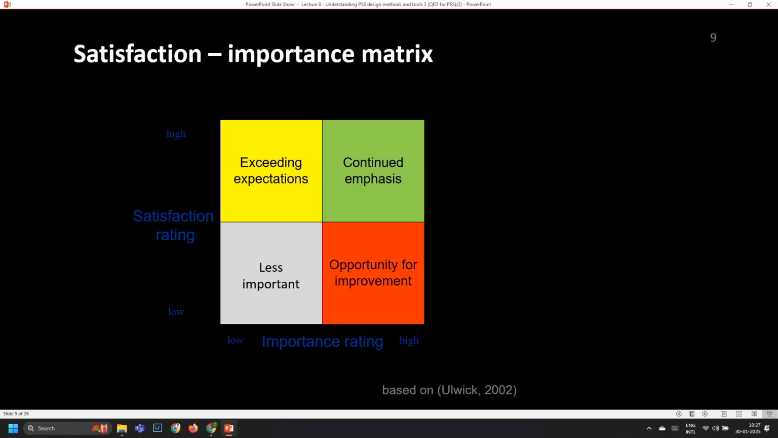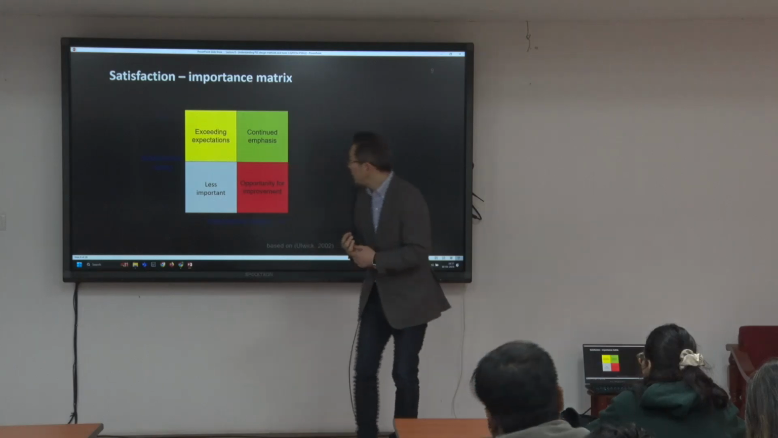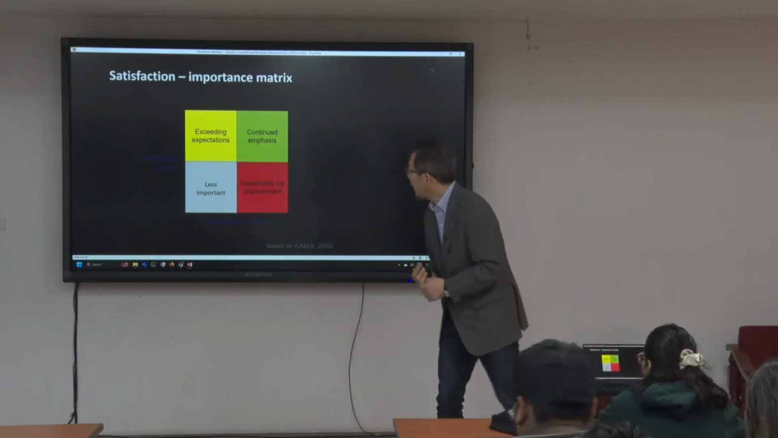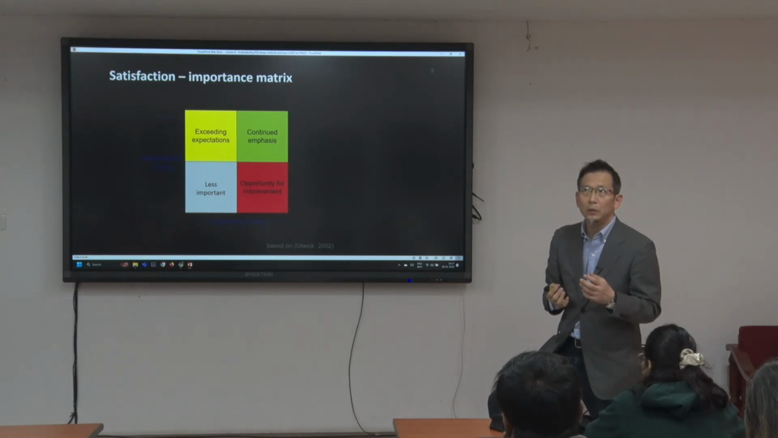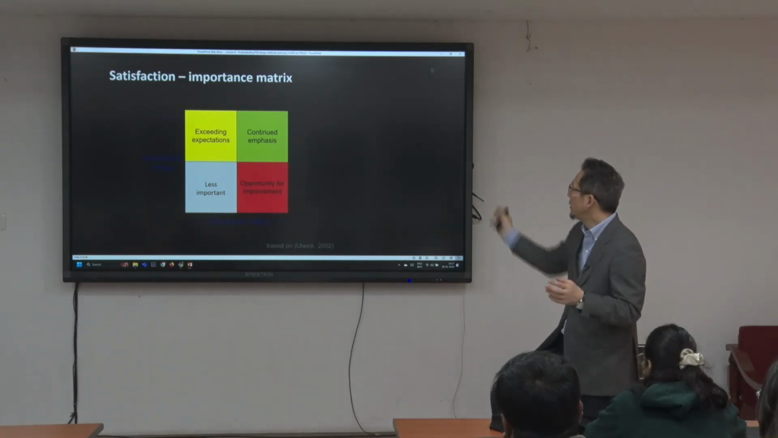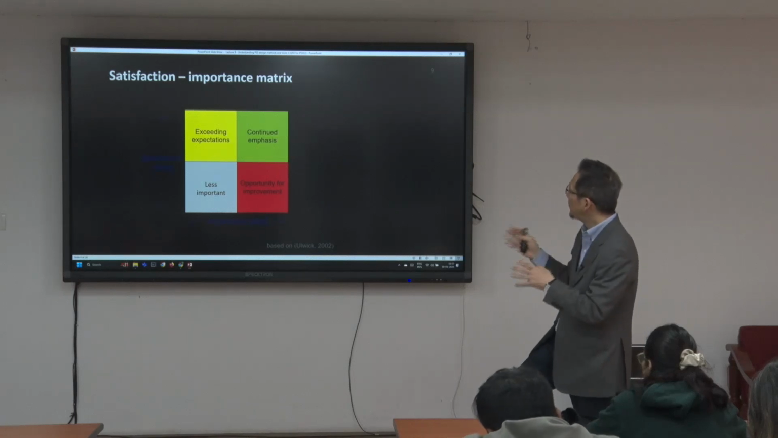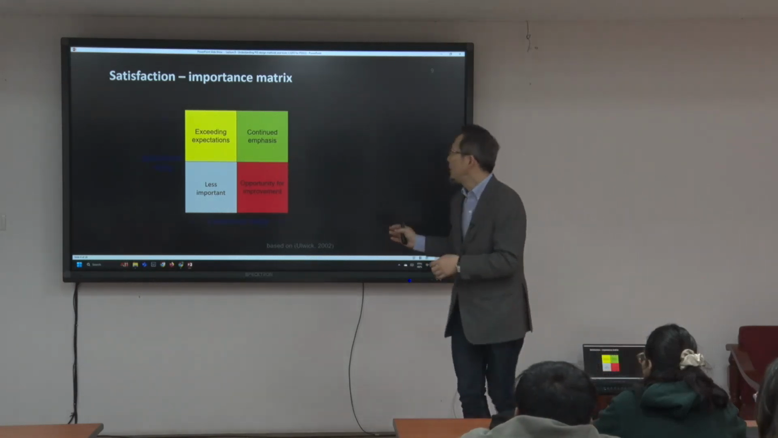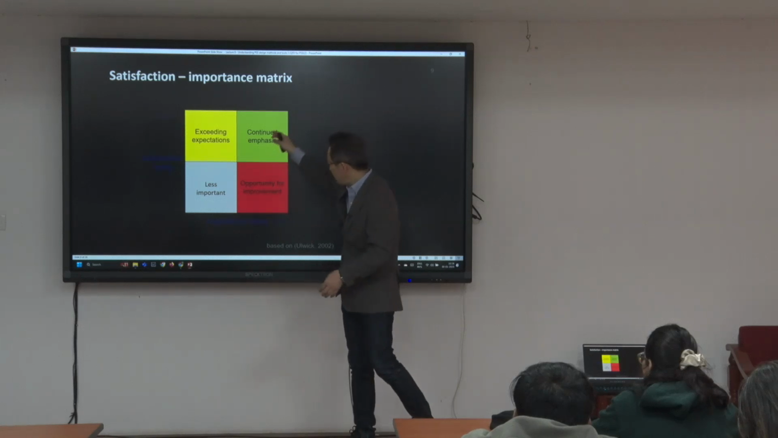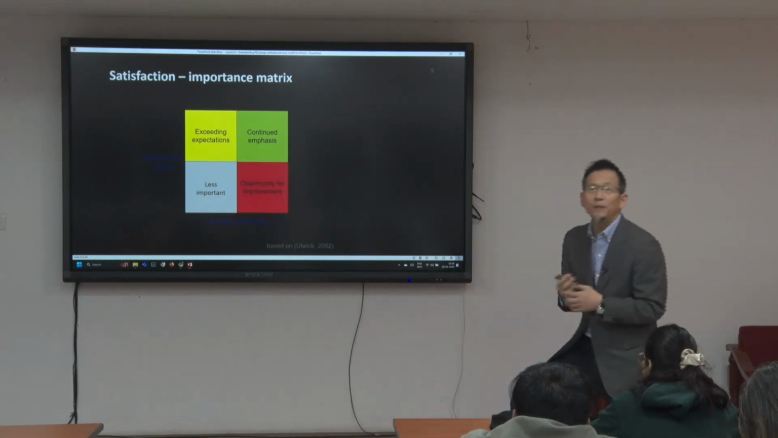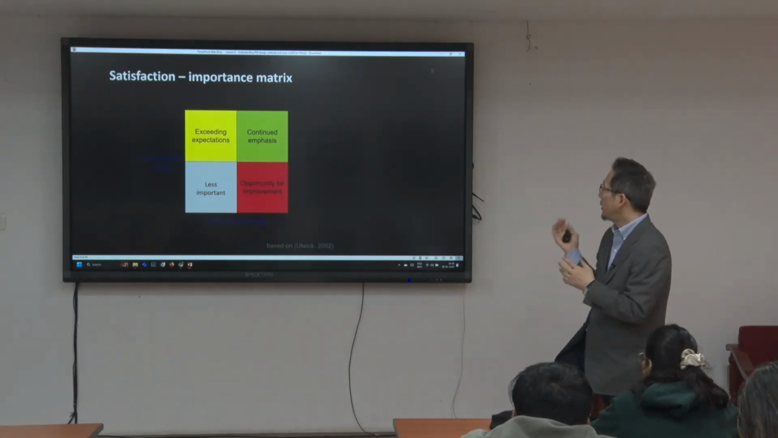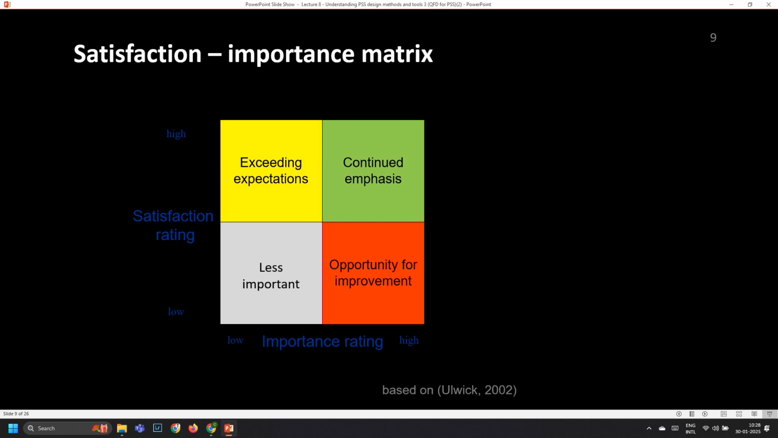So for example, in the left bottom area, less important, and even though the current customers are not so satisfied, it's less important, so probably we shouldn't focus so much on the left bottom area. And if you go to the more important and also the customers are relatively more satisfied, then maybe we can just continue. And probably the most interesting area is the right bottom.